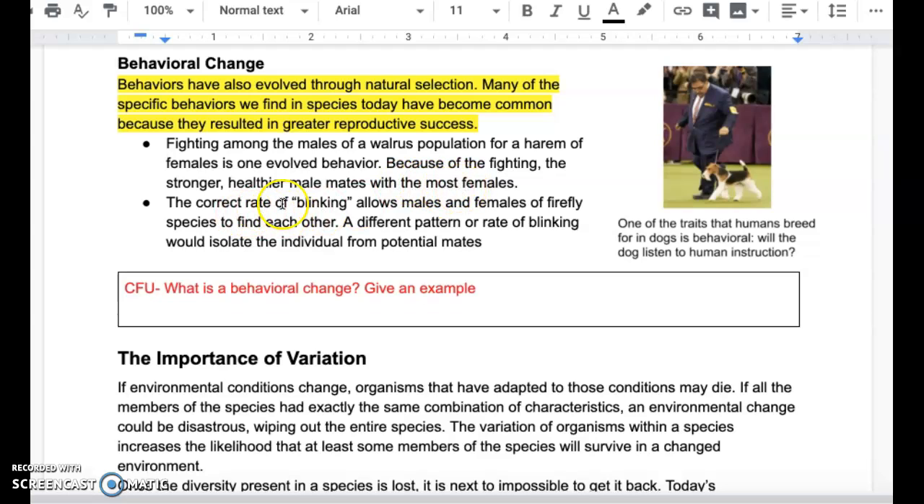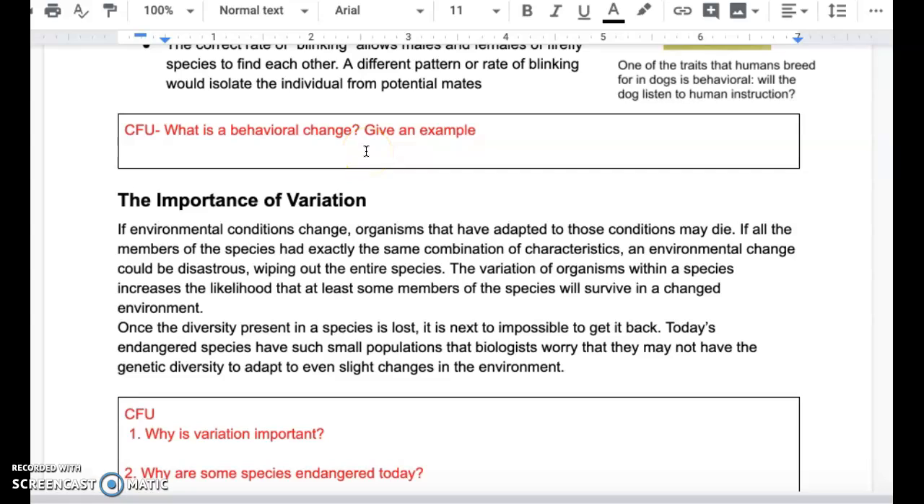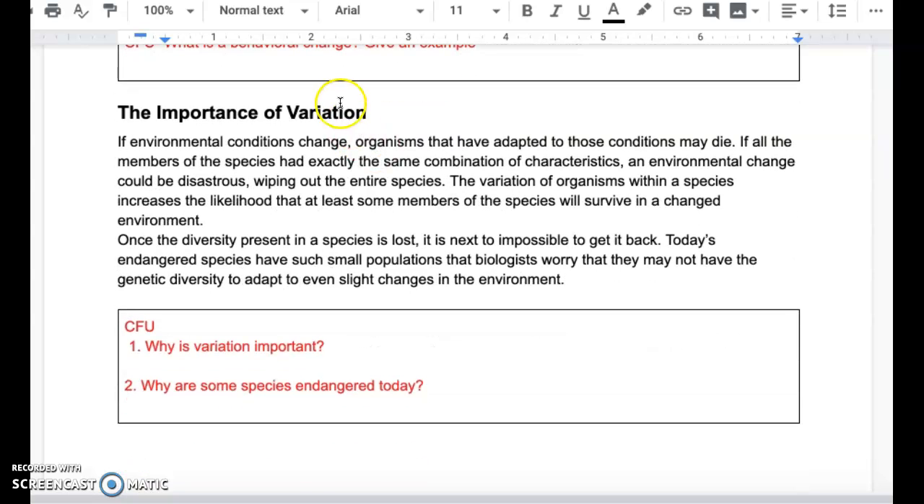The correct rate of blinking allows males and females of firefly species to find each other. A different pattern or rate of blinking would isolate the individual from potential mates. So right now you're going to answer your CFU, which is what is a behavioral change, and give an example.